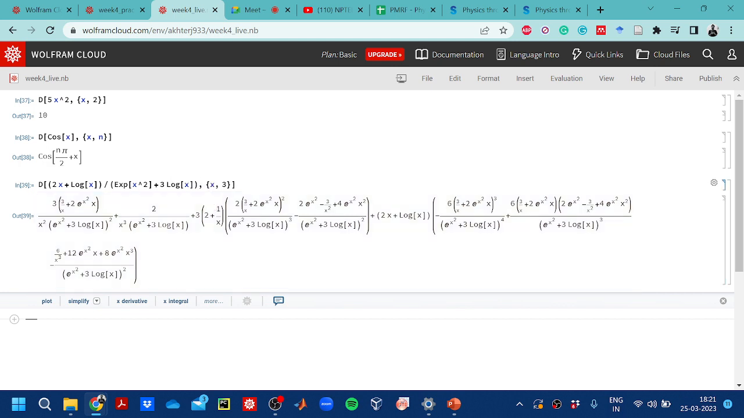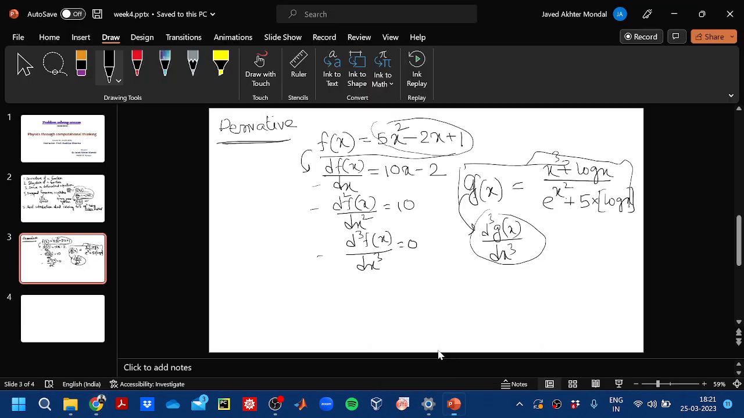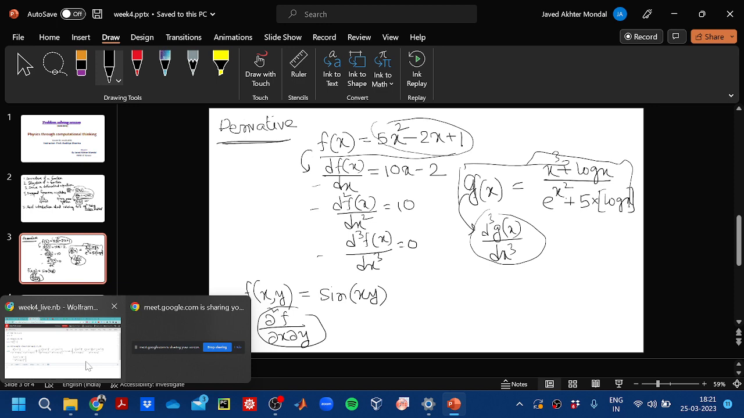This is for a function which has one independent variable. Now you can have a function of two independent variables. So suppose you have a function of this kind, with two independent variables. Let us assume a simple function, sine xy, and we want to calculate the term del f dx dy. For that we have to write down this command in Mathematica.